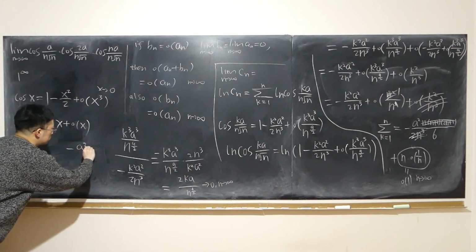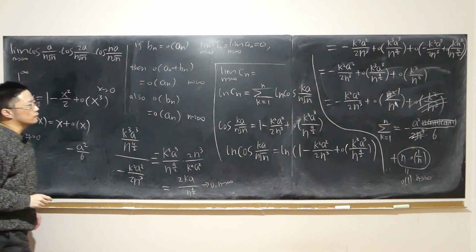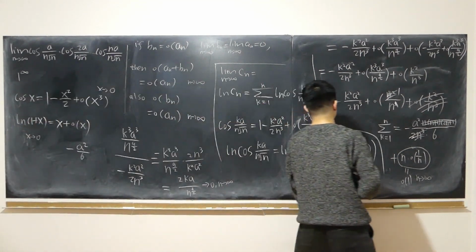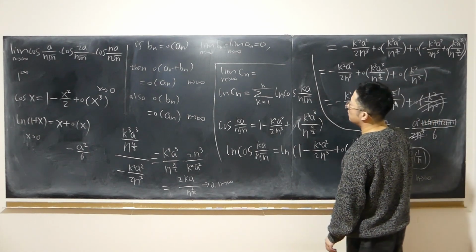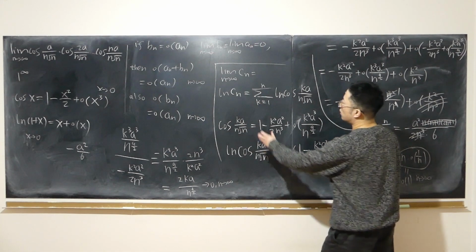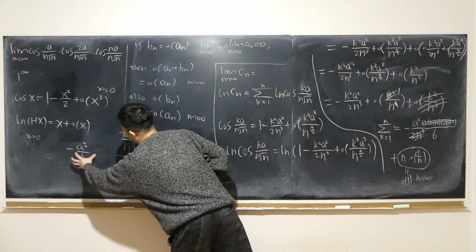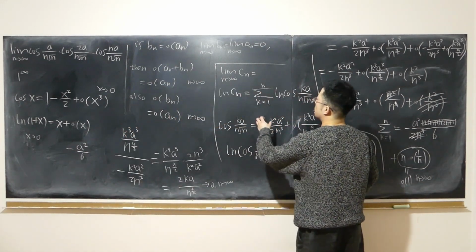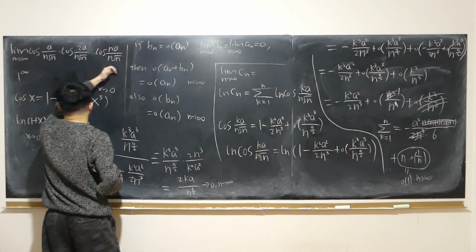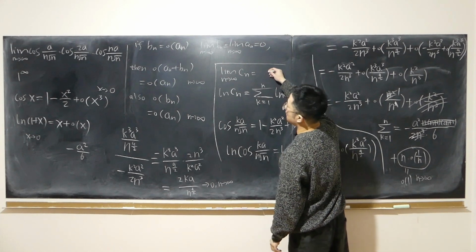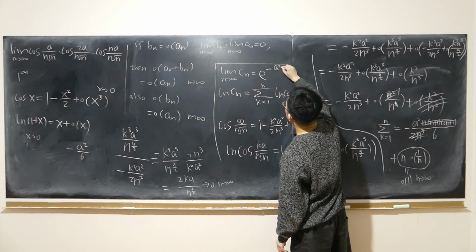Negative a squared over 6. But this is the limit of what? Of log Cn. So log Cn approaching this. So I'm looking at Cn. Limit of Cn. So the limit of Cn must be e to the power of negative a squared over 6.